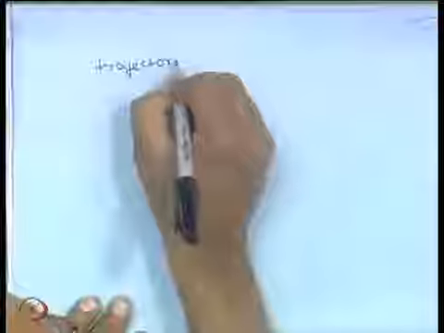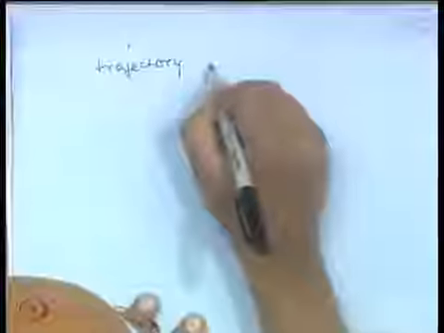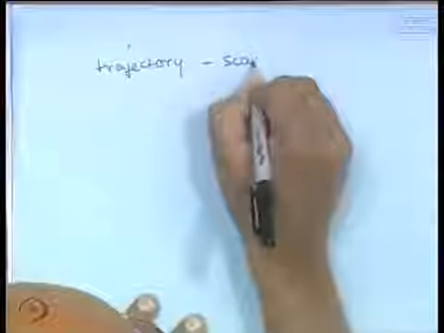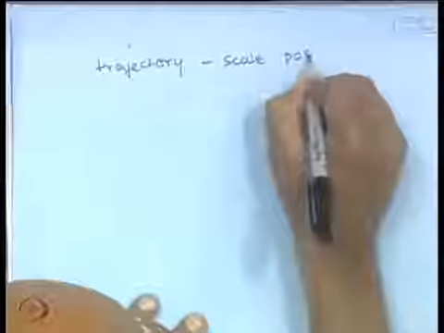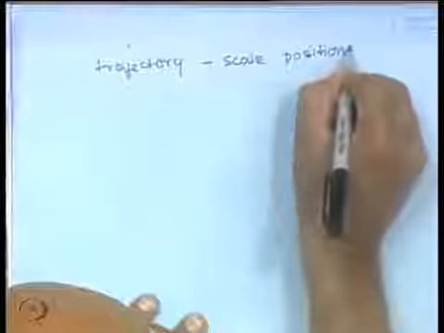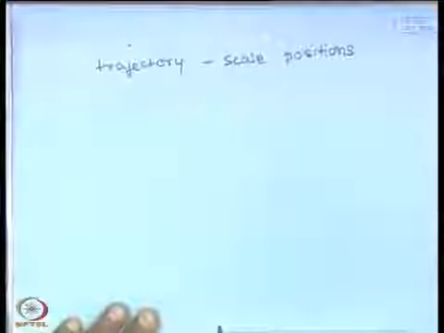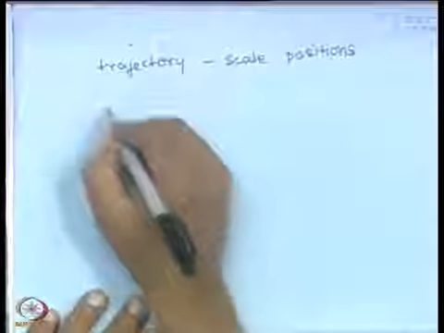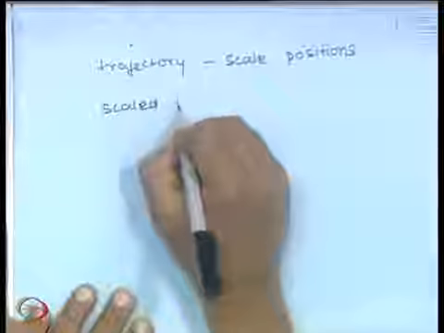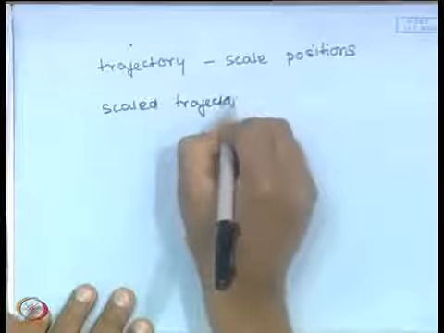So now let us consider a system. For that system, I have some trajectory. And if I scale my positions by alpha, I will get the same trajectory, scaled. I am working in Cartesian, let us say. So I will get a scaled trajectory which is going to be a different trajectory.